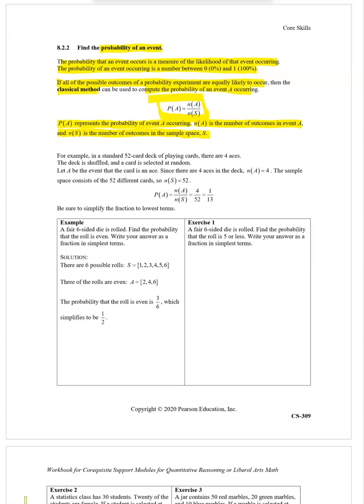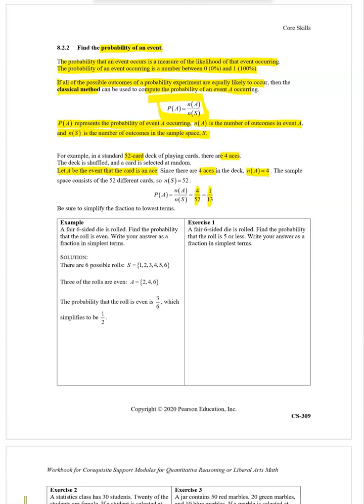So here's a good example. If we have just a regular deck of cards that has 52 cards in it, there are 4 aces in that deck of cards, right? So if we shuffle the deck of cards and pick a card at random, we're going to let A be the event that that card is an ace. Now since there are 4 aces in the deck, N of A is going to be 4. So 4 is what we put on top. Now the sample space we know consists of 52 cards. So that goes on the bottom. So it's going to be 4 over 52, which simplifies to 1 over 13.